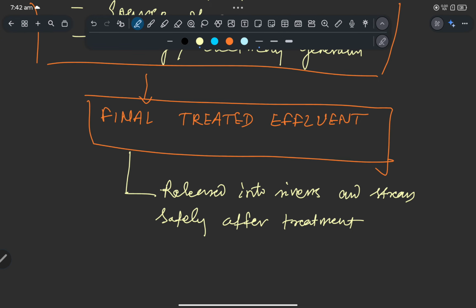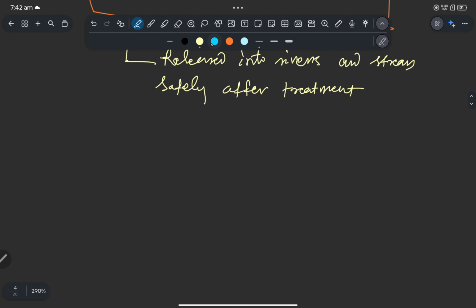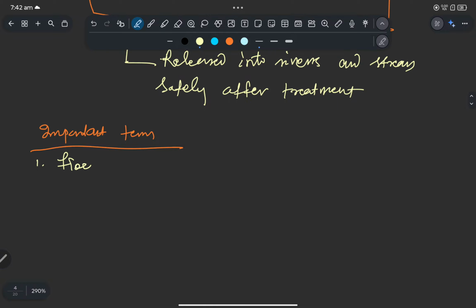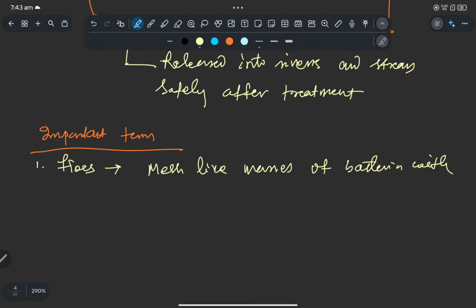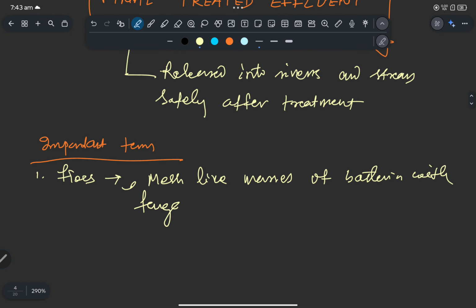Next is activated sludge. Let me write down. Okay. Important terms which are usually asked in the exam. That is, first one is flocs. This is the mesh-like masses of bacteria with fungal filament.